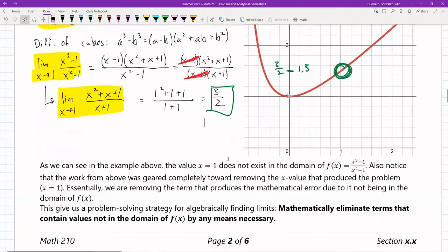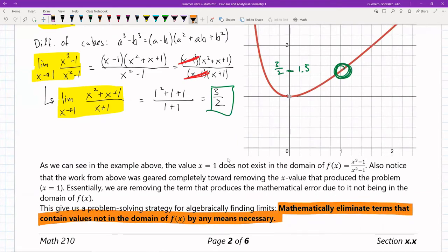And all mathematical tricks are fair game. That's the game plan, the problem-solving strategy for finding these limits algebraically: mathematically eliminate terms that contain values not in the domain of f of x by any means necessary. However you need to do it mathematically, do it. So that leaves the door open for multiple methods for how to solve these kinds of problems.